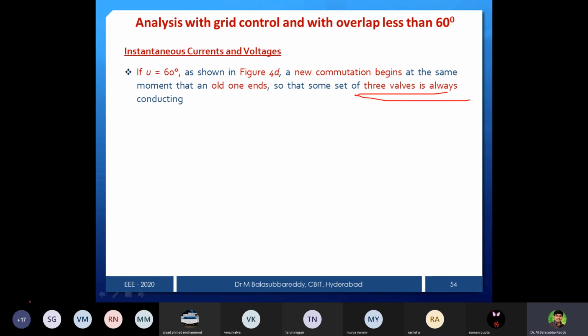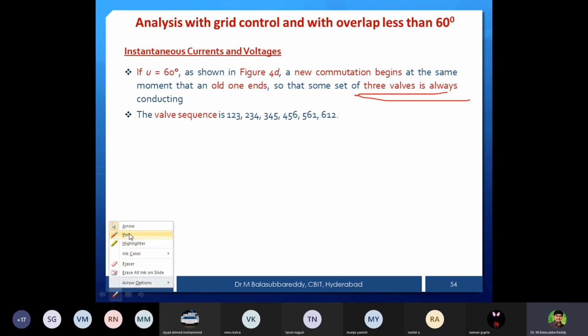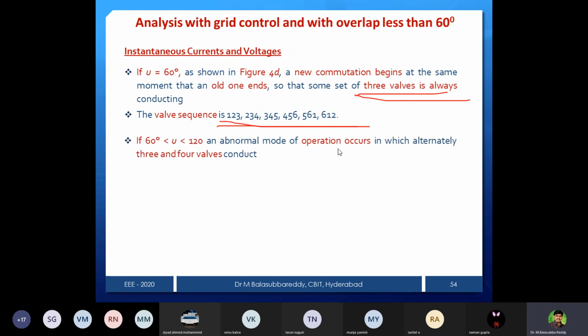You can notice later also. So just less than 60 degrees, one is non-overlap interval followed by overlap interval, and at exactly 60 degrees all 3 valves are conducting. This is the sequence, and beyond 60 degrees, let it be up to 120 degrees or whatever.